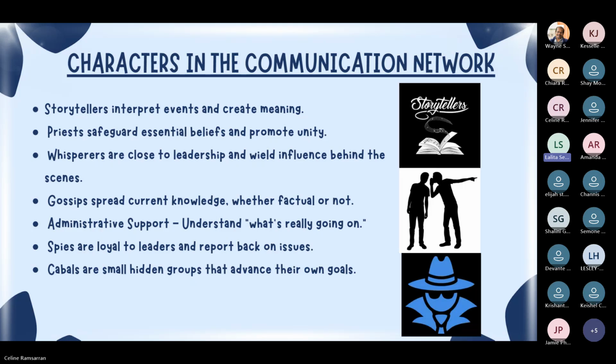Finally, cabals are groups of two or more people whose main purpose in joining together is to advance themselves within the organization. The alliance is often kept a secret.